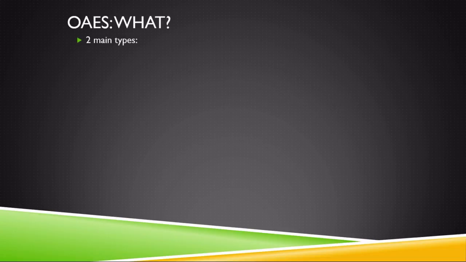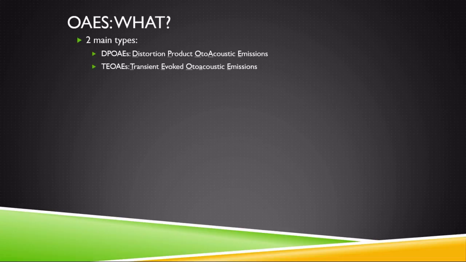There are two main types of OAEs that you're going to see. DPOAEs, which stands for distortion product otoacoustic emissions, and TEOAEs, which stands for transient evoked otoacoustic emissions. And there's a whole very long story about patents and copyright and who invented the OAE. The long and short of it is, in most clinics with older equipment, you will see the option for one or the option for the other. It is only on much newer equipment that you will see the option to run either or both.